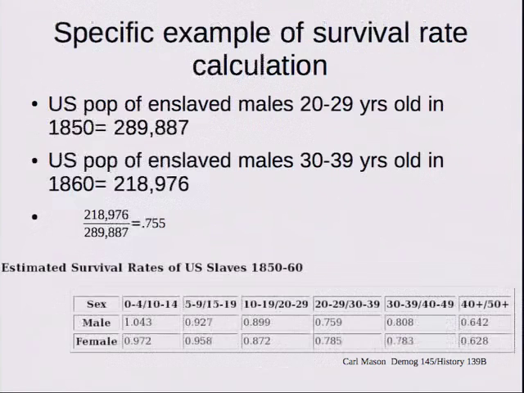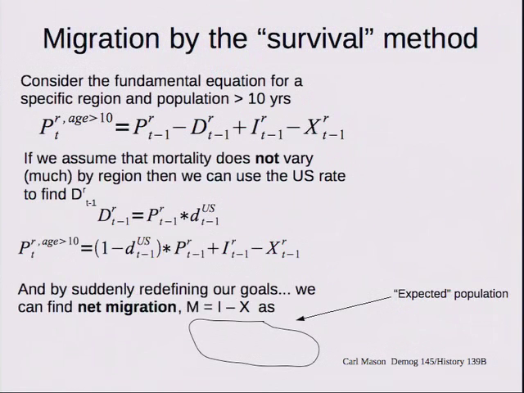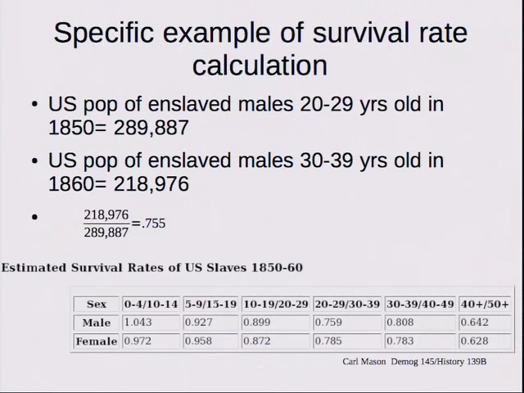What do we have for survival rates here? How did I? Come on, there it is. Okay, so 40, 50. That's a reasonable cutoff. You can take everybody over 40 in 1850 compared to everybody over 50 in 1860. That'll be good enough. Okay, other questions?